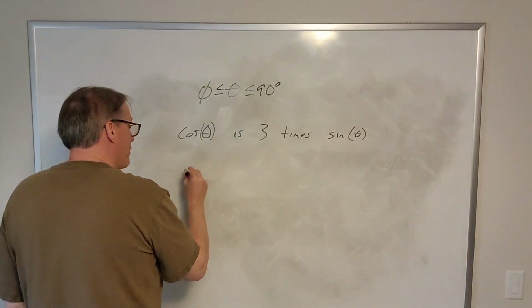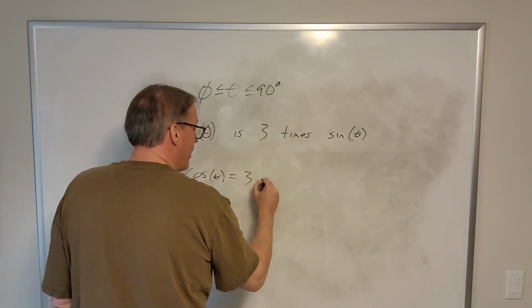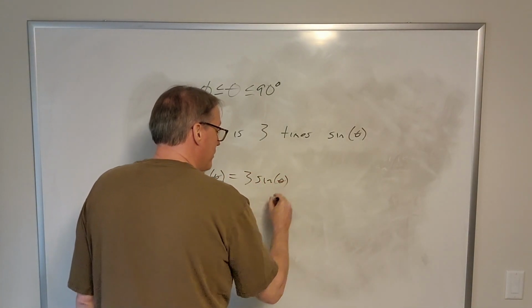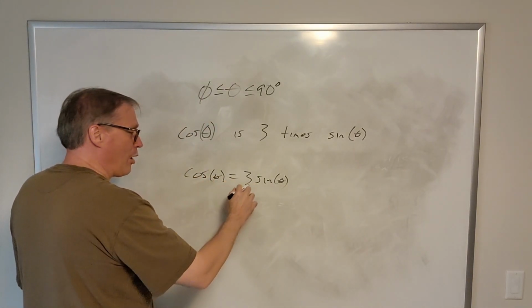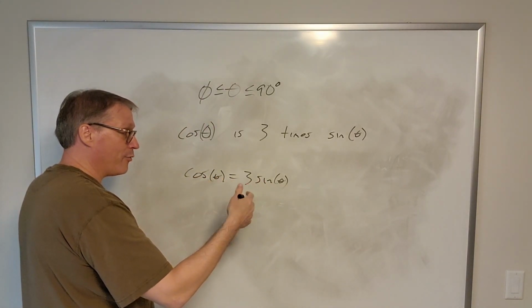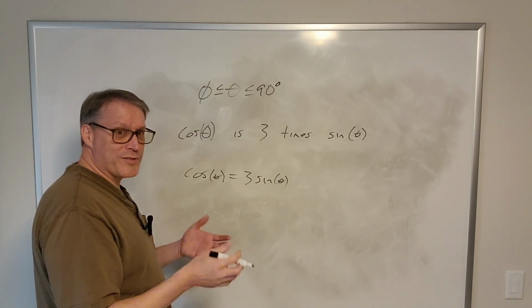Well, cosine of theta equals 3 times sine of theta. I can do this a couple of different ways. I want sine over cosine because I have tangent. Then if we need to do a tangent inverse, we can. We don't usually have a cotangent inverse, but we have a tangent inverse.